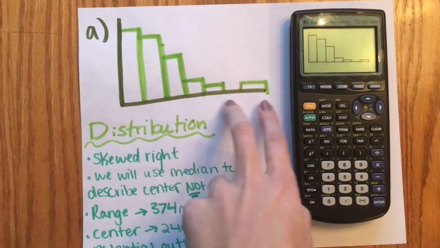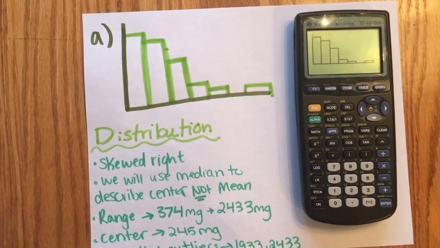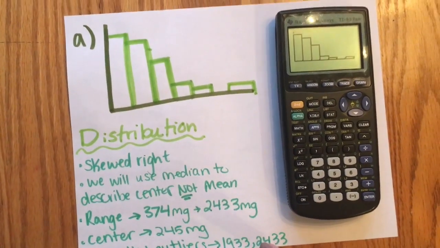And the potential outliers would be 1,933 and 2,433.